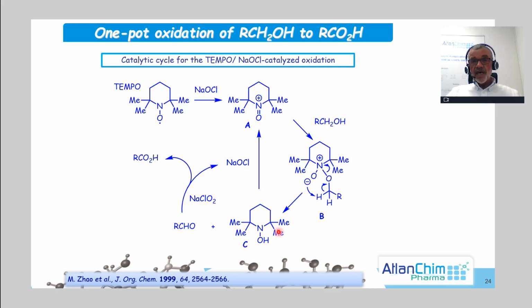Hydroxylamine C can then be directly oxidized to the N-oxoammonium ion A by sodium hypochlorite formed in the previous oxidation step. Although the exact mechanism of TEMPO-catalyzed oxidation of alcohols is still unclear, previous work has shown that N-oxoammonium ion A and hydroxylamine C are involved.